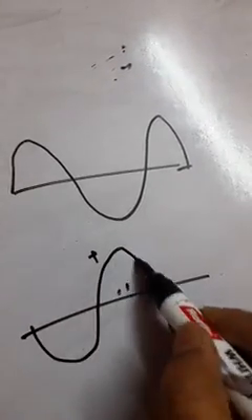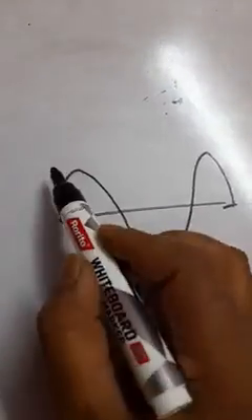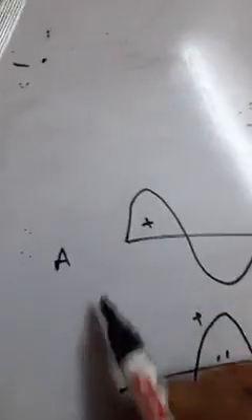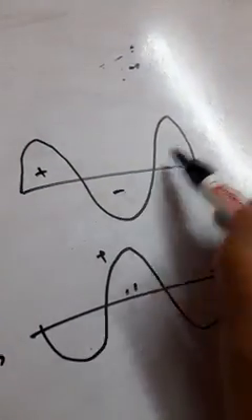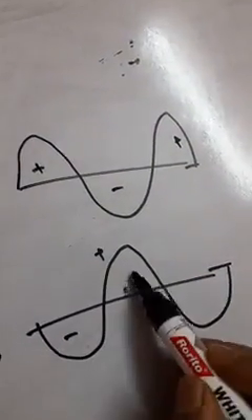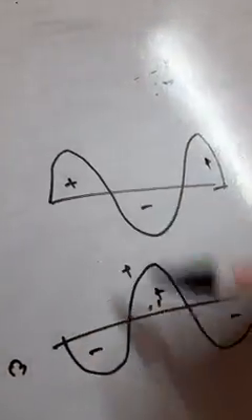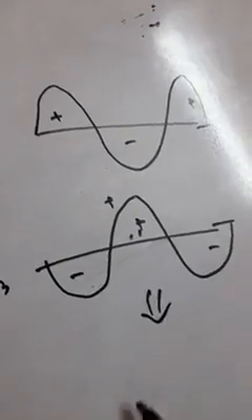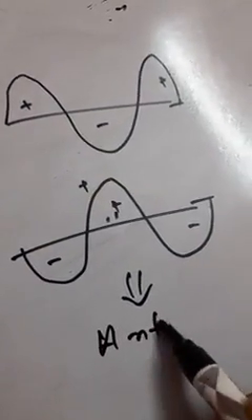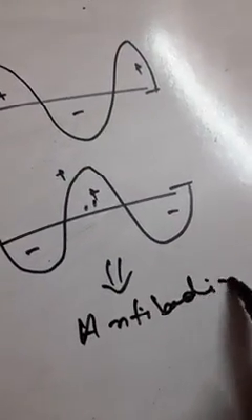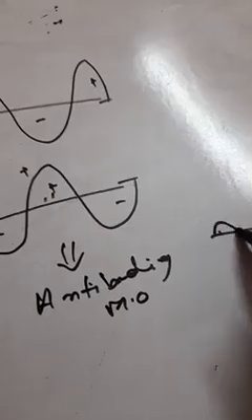But if this occurs, look here, this one is A, this one is B, plus, minus, plus, and minus, plus, minus. Now if these two overlap, what will happen? The amplitude becomes less. We will call it an antibonding molecular orbital, antibonding MO. In this case, the overall diagram will be decreased.